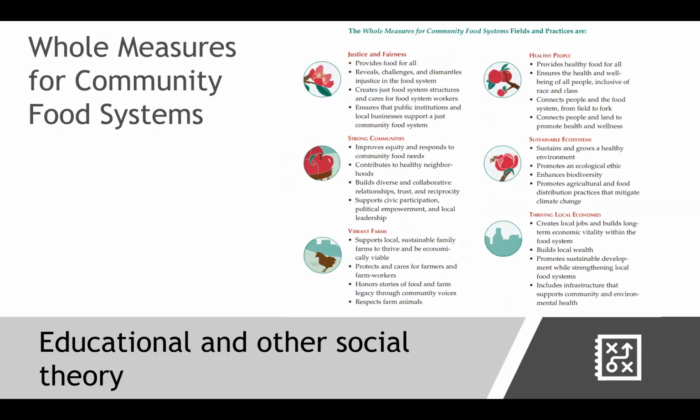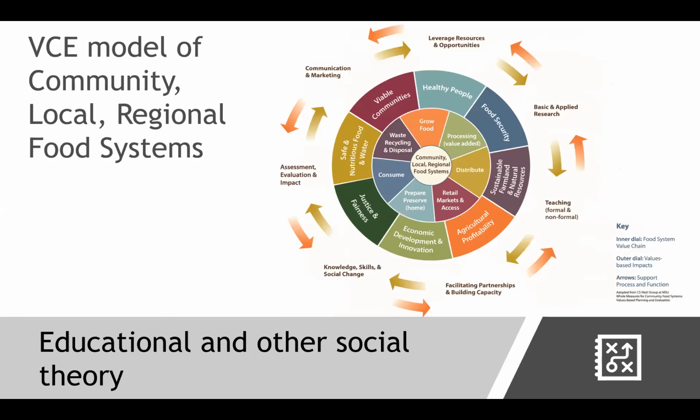And then bringing it closer back to food systems, this resource, which I know many of you know about, the Whole Measures for Community Food Systems, also provides insights into the different types of outcomes that you may want to include. And of course, this is from a value-driven perspective, so emphasizing justice and fairness, strong communities, vibrant farms, healthy people, sustainable ecosystems, and thriving local economies. So the booklet that accompanies the Whole Measures is an excellent source of inspiration for identifying potential outcomes for the types of programming that you're all involved in.